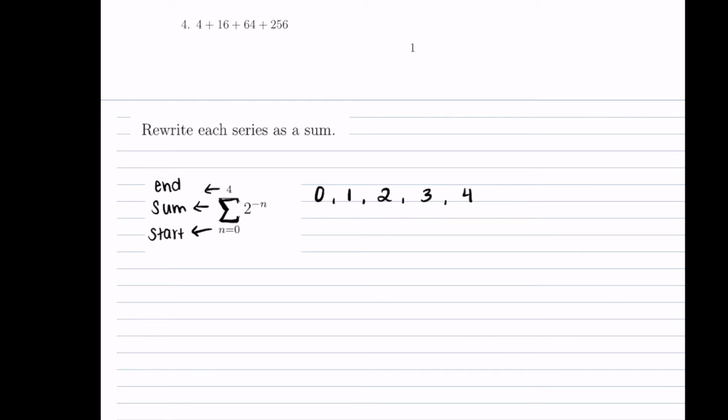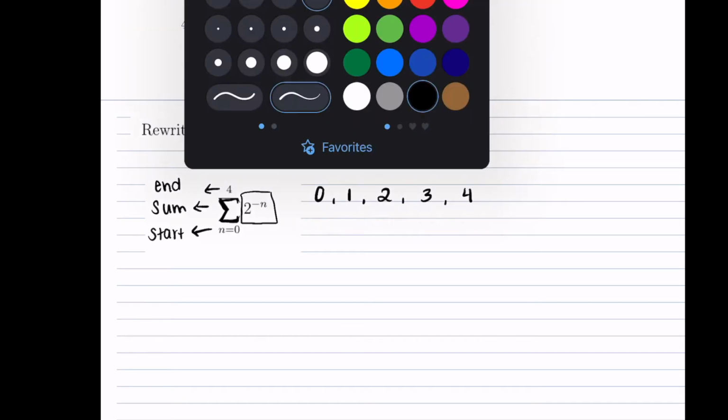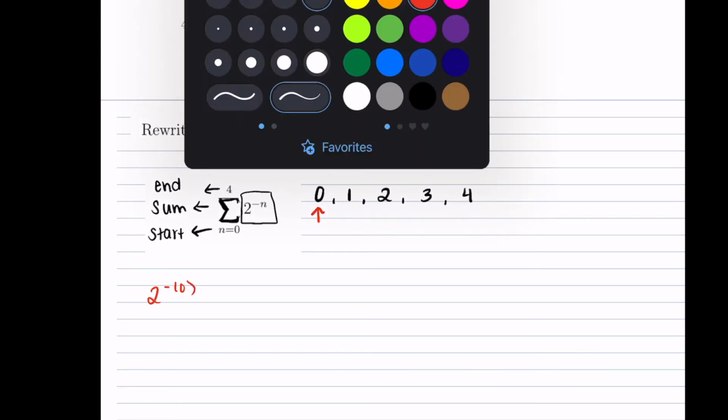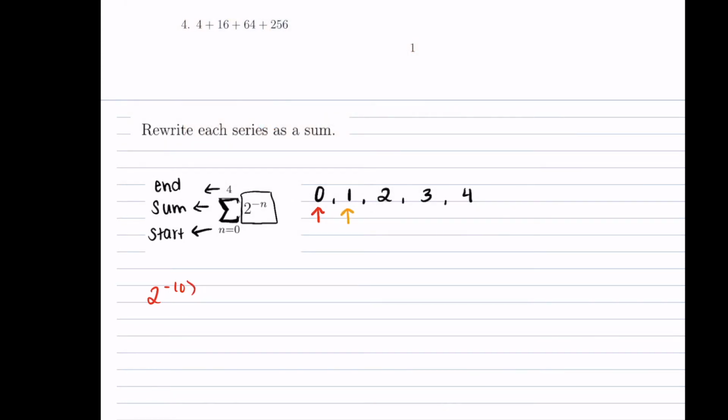For each of these terms, we need to plug it into this function and then add all of those together. We're not going to find the sum of all of them, we're just going to rewrite them as a sum. So let's start with n equals 0. If we plug 0 into our function, we get 2 to the negative 0. For n equals 1, we're going to do 2 to the negative 1. And I'm adding everything because that is what sigma tells us to do.